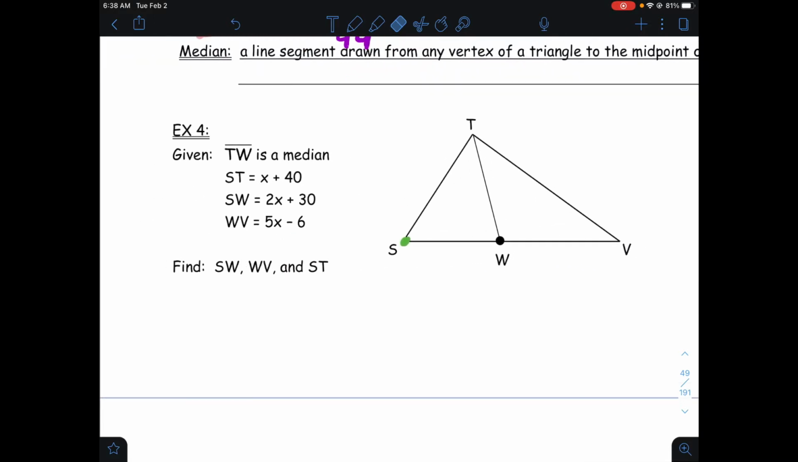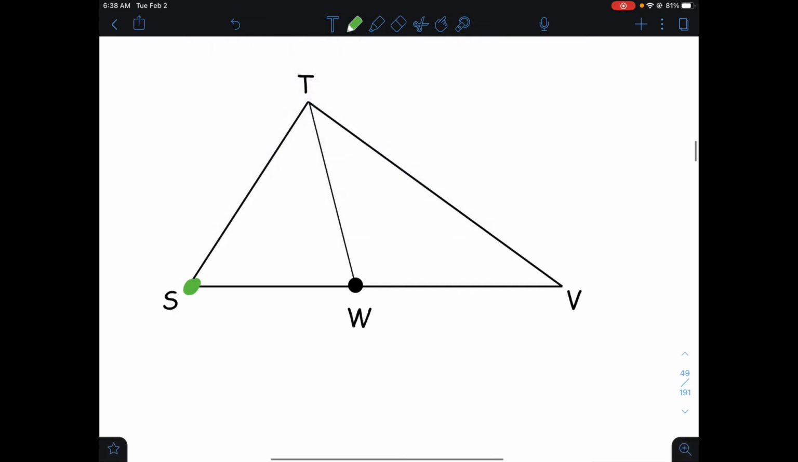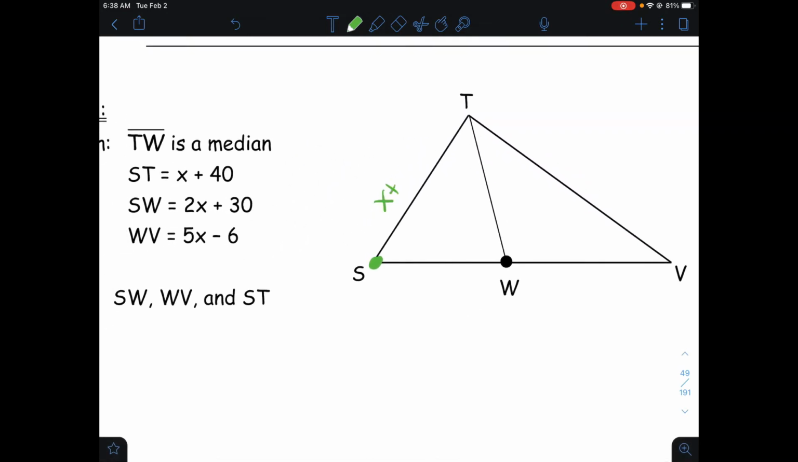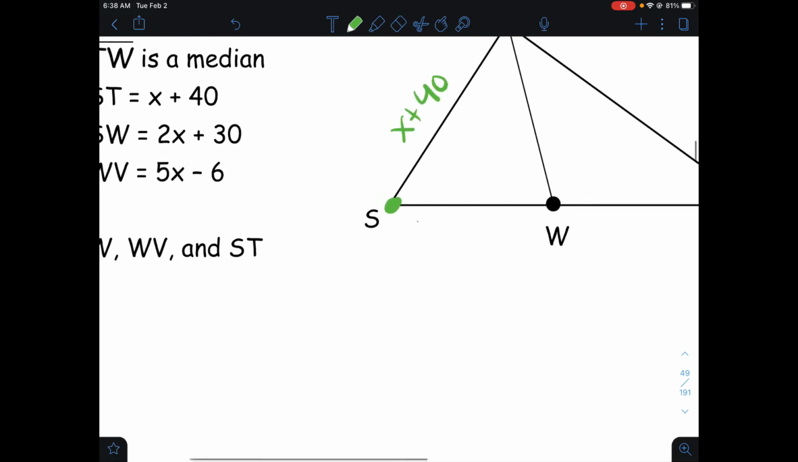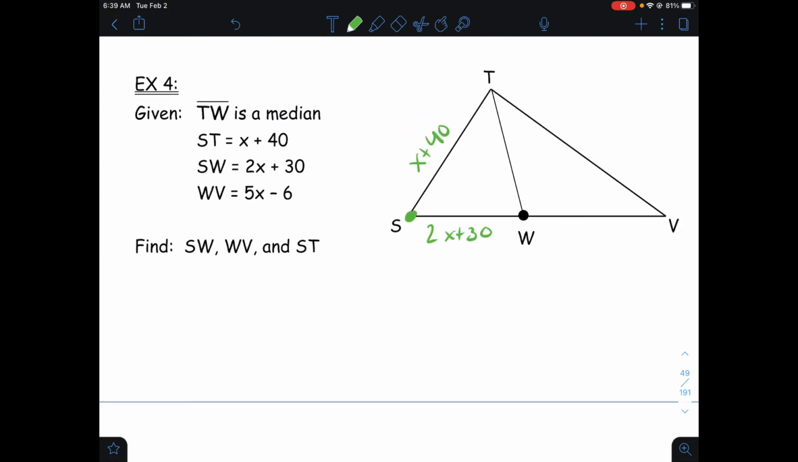Now they tell us that TW is the median. Then they tell us that ST is x plus 40. And one thing you guys really got to do is draw on these pictures, or if you're able to draw on them, draw on them. Then we get that SW is 2x plus 30, and we get that WV is 5x minus 6.